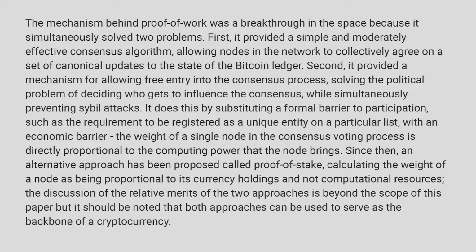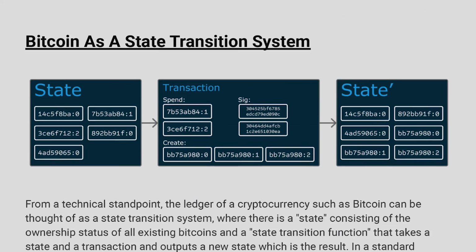Since then, an alternative approach has been proposed called proof of stake, calculating the weight of a node as being proportional to its currency holdings and not computational resources. The discussion of the relative merits of the two approaches is beyond the scope of this paper, but it should be noted that both approaches can be used to serve as the backbone of a cryptocurrency.